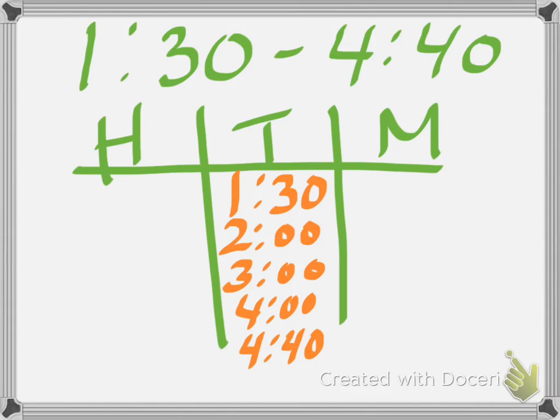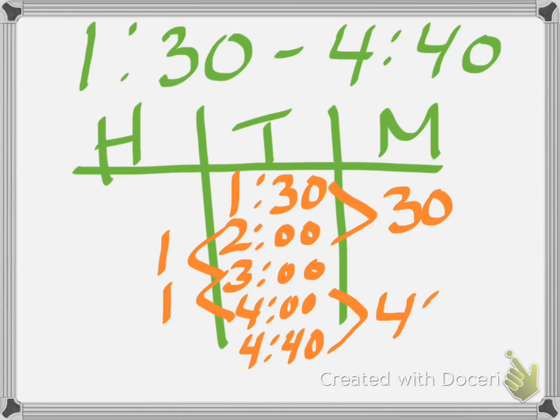Now we need to figure out from 1:30 to 2 o'clock. Is that a whole hour? Nope, that's minutes. How many minutes is that? If you are not sure, you should be drawing a clock. So from 1:30 to 2 o'clock, that is 30 minutes. From 2 o'clock to 3 o'clock is 1 hour. From 3 o'clock to 4 o'clock, that's another hour. But from 4 o'clock to 4:40, that is 40 minutes.